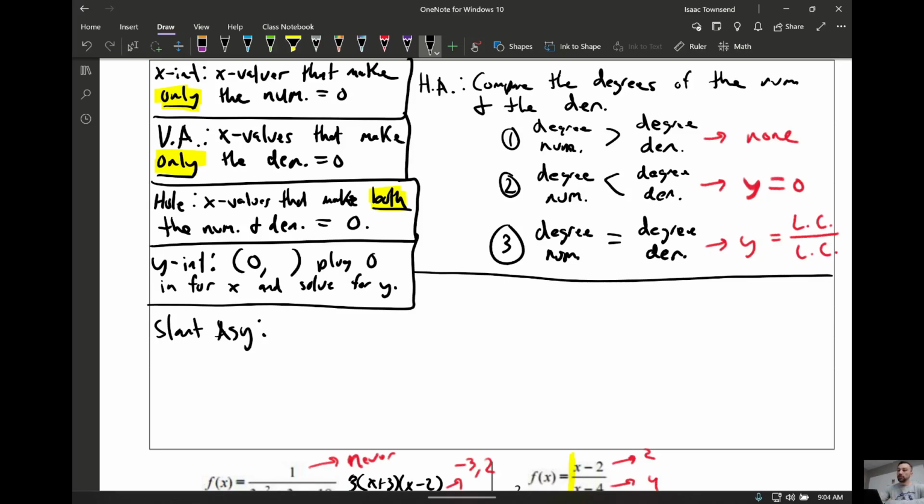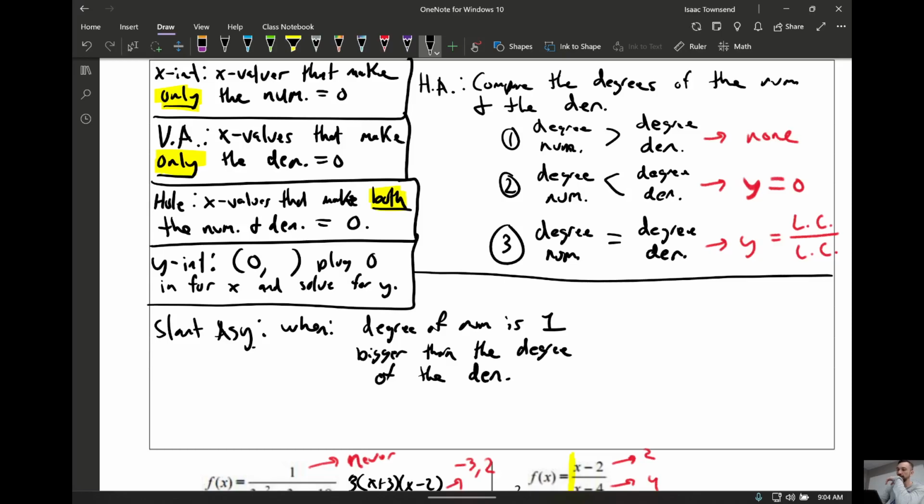So first off, we want to know when it even has one, because most of the time we're just going to say that it doesn't have one. But the only time you're going to have a slant asymptote is when the degree of the numerator is 1 bigger than the degree of the denominator. So if that's not true, it doesn't have one, say none and move on.